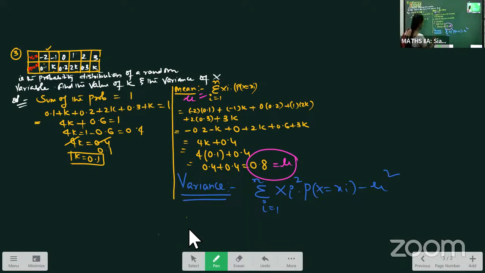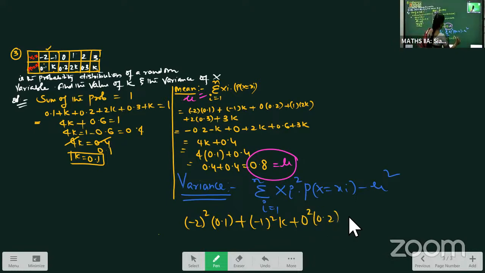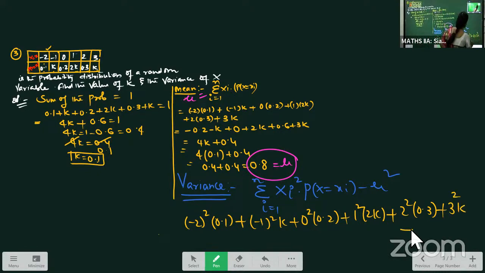See, xi square: that is minus 2 square into 0.1, plus minus 1 square into k, plus 0 square into 0.2, plus 1 square into 2k, plus 2 square into 0.3, plus 3 square into k, minus mu square. I said that. What is mu? Mu is 0.8. We got it. So here 0.8 square to be written.